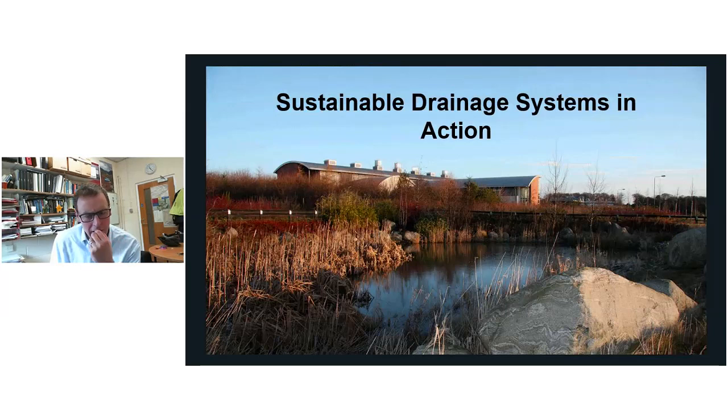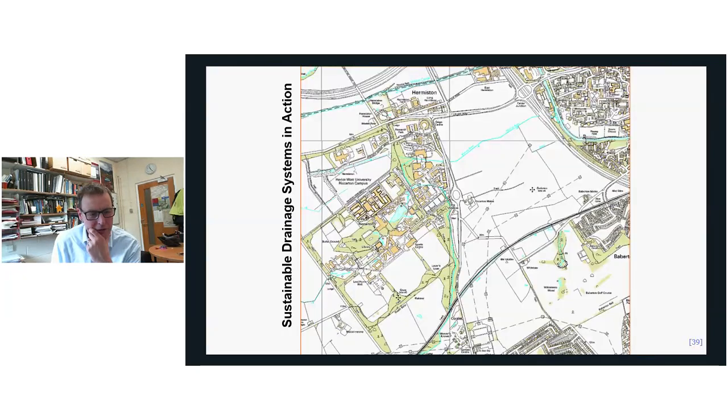Right, so I'm going to give you another SUDS in action story. This is a pond on the Edinburgh campus, Heriot-Watt University. I quite like this picture, I took it a few years ago. I've run through this before in the introductory session, so it's about the park and ride scheme. So this is the Edinburgh campus.